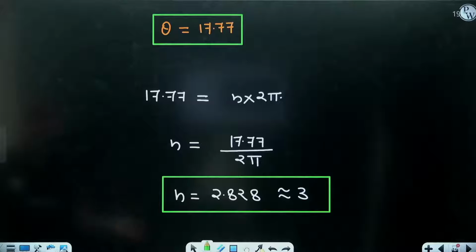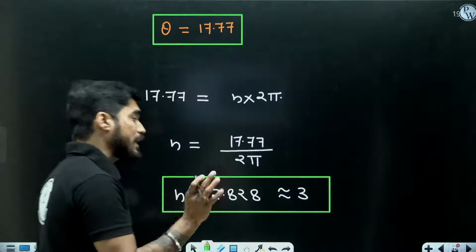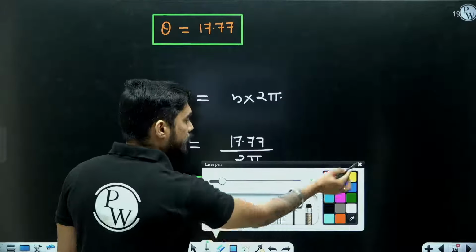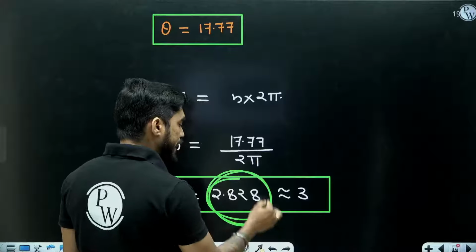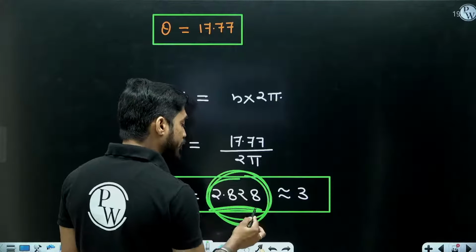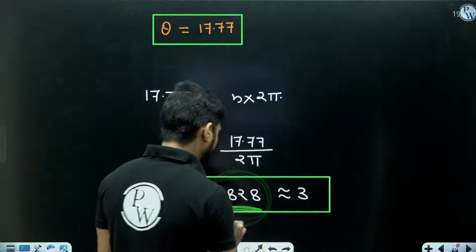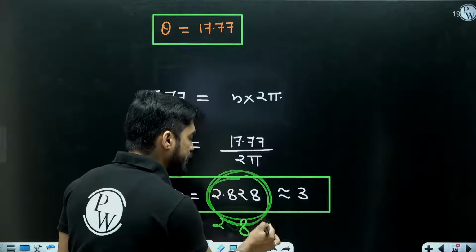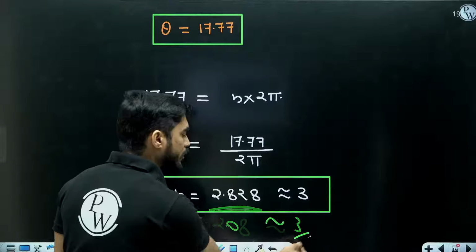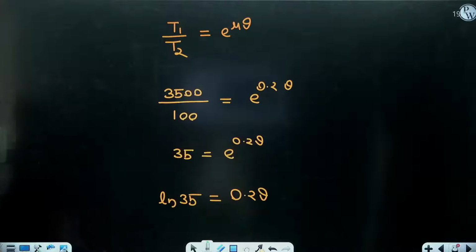Round it off to 3. Because it cannot be less than this value. Whatever value you are getting here, you can take a value more than that, but not less than that. So even if it was 2.08, I will still round it off to 3, not 2. I hope it is clear.